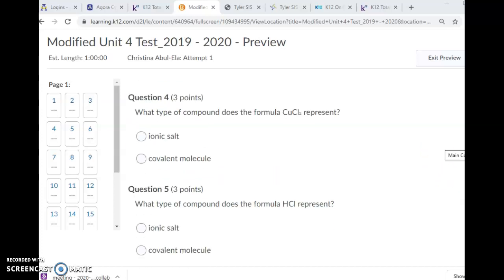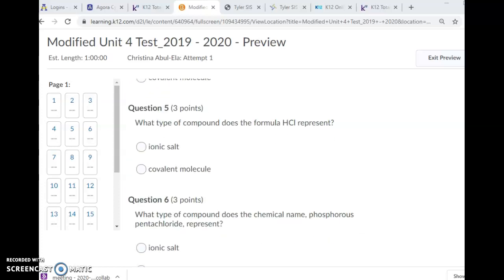Question 4. What type of compound does the formula CuCl2 represent? An ionic salt, a covalent molecule. Question 5. What type of compound does the formula HCl represent? An ionic salt, a covalent molecule.